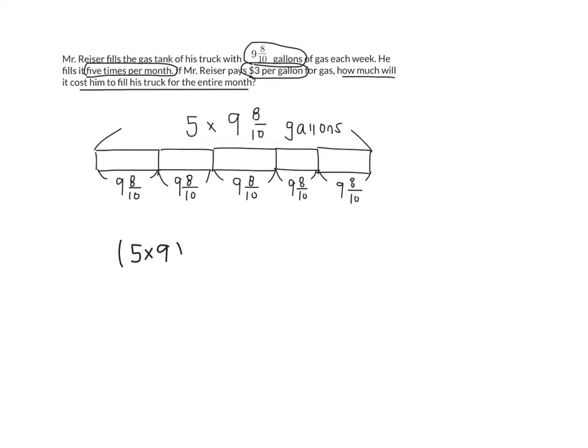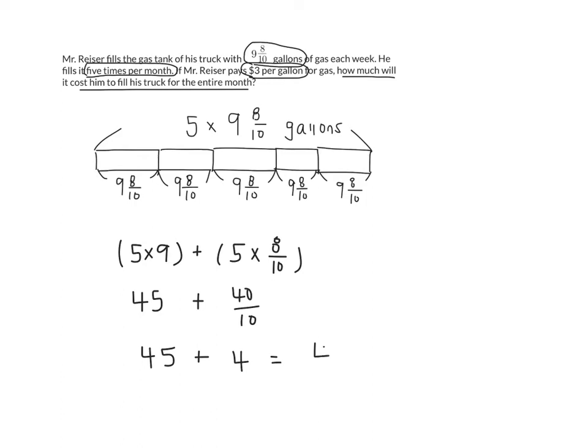And then we have to add to that 5 times what, everyone? 8 tenths, good. What's 5 times 9? 45, good. What's 5 times 8 tenths? 40 tenths. We know that's really what? 4. So how many gallons of gas does he get every month? 49 gallons. Is that my final answer? Let's go back and see.